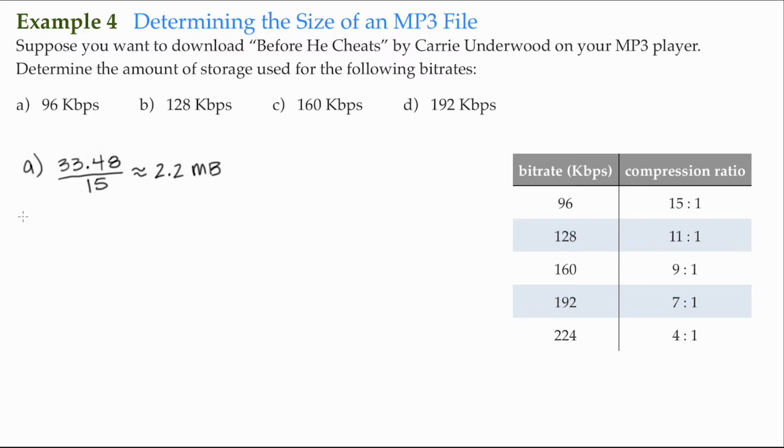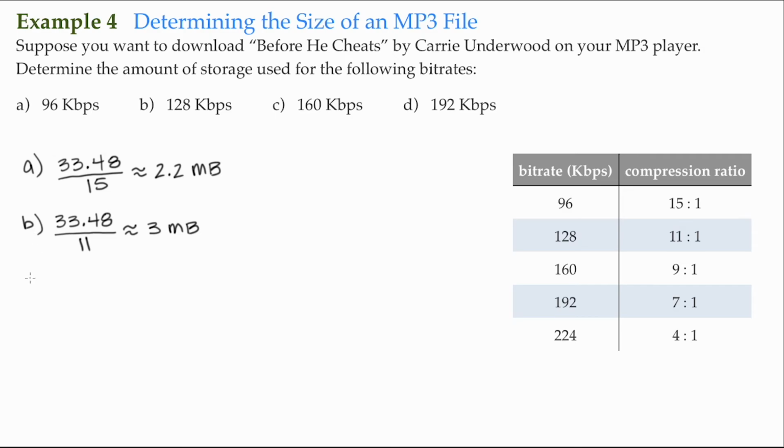So for B, same idea. Originally recorded at 33.48, originally recorded meaning at CD quality, 128 kilobits per second. That has a compression ratio of 11:1, so we simply divide by 11. That comes out to be approximately 3 megabytes. So as you can see, as the bit rate goes up, the compression goes down, and of course we wind up using more and more data storage.